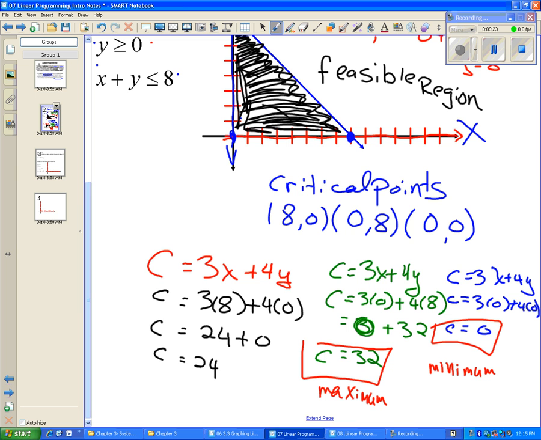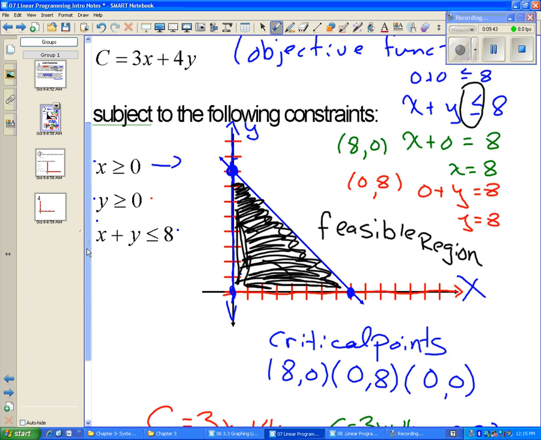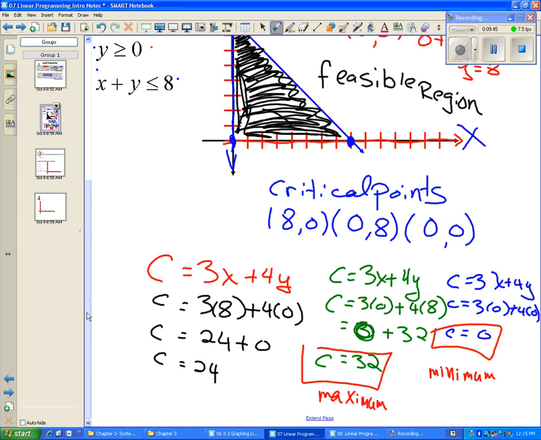So I found my feasible region and I graphed it. I found my critical points, which were 8, 0, 0, 8, and 0, 0. And then I found my maximum and my minimum, which optimized, again, we're using the word optimized, my objective function. So I did my linear programming. My maximum and minimum values are 32 and 0. And depending on what you're talking about, you can say it's 32 this or 0 that. And we'll see more of that tomorrow.